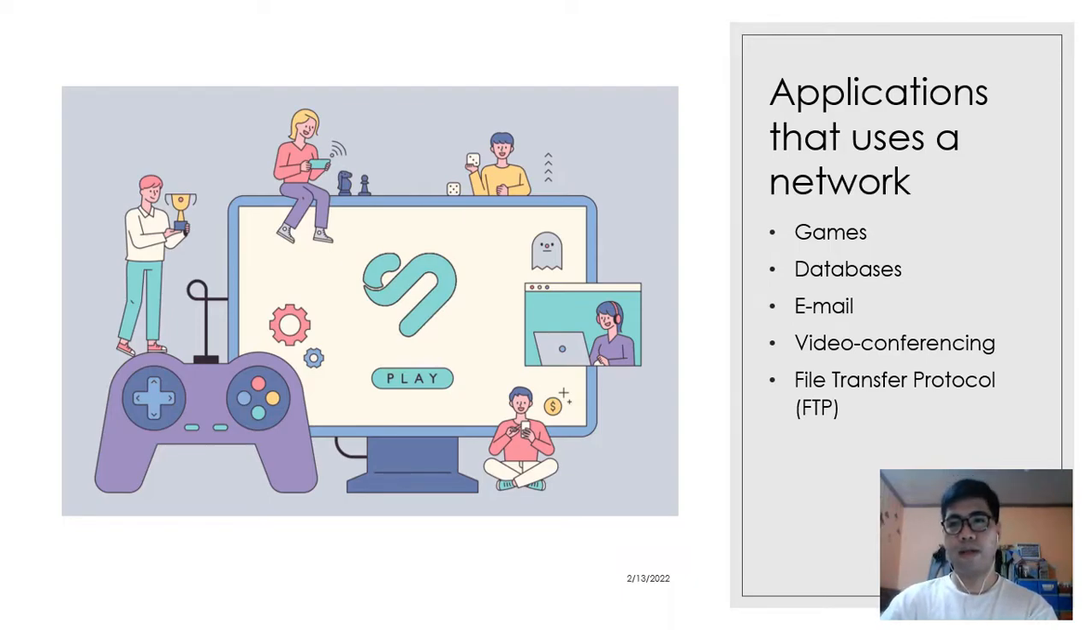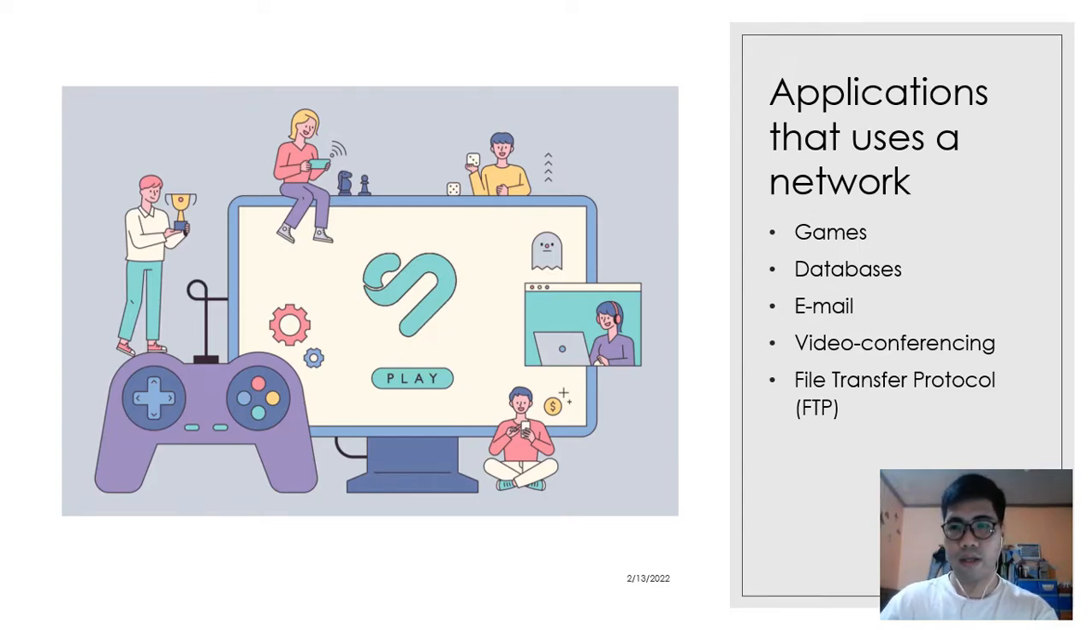So, applications that use a network. First, we have games. In order to play with other people, or to have multiplayer games, we use a network. And also we have databases, where we request data from databases or from the server. This uses the network or internet as well. And also we have email, video conferencing like Skype and WebEx, and file transfer protocol or FTP. So these are the applications that use a network.